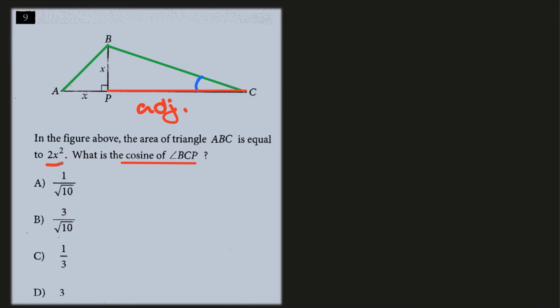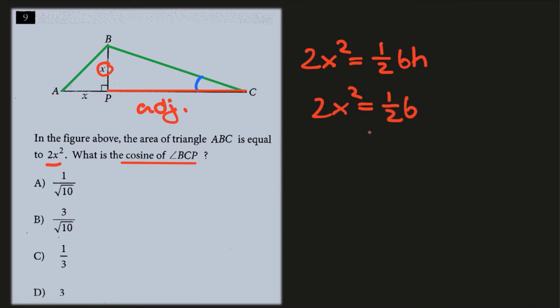So, given the information, we know that the area is 2x squared, and we know that the area of a triangle is equal to 1/2 its base times its height. We know that the height, in this case, would be x. So, the height is x. 2x squared is equal to 1/2 its base, which we don't know yet, times its height, x. To get rid of the 1/2, we multiply by 2 on both sides, and we're left with 4x squared equals b times x.